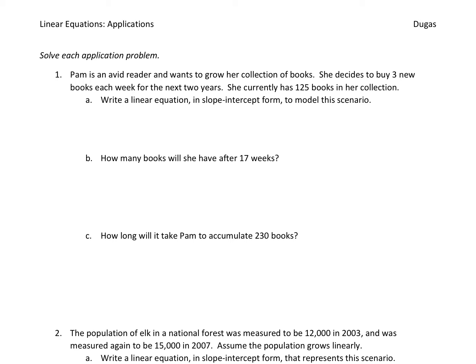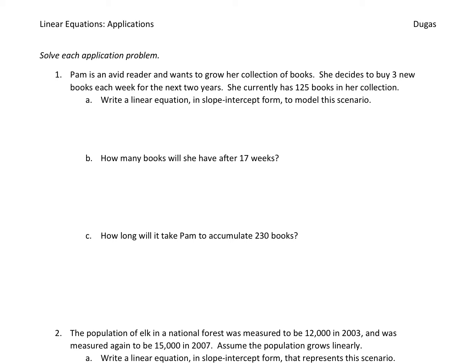linear equations. So a lot of these, they'll ask us to write a linear equation to represent the scenario. They might ask us to solve for the two different variables involved, the y or the x. And so we'll see that as a common theme throughout.